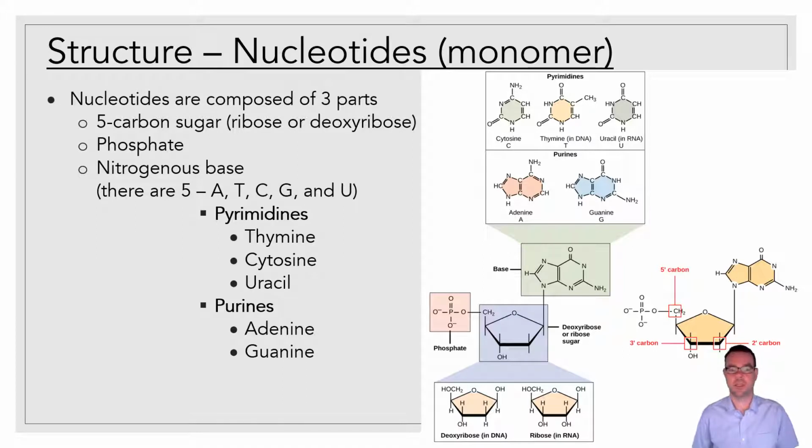So the sugar is a 5-carbon sugar, or pentose sugar, and the two we're worried about are ribose and deoxyribose. The difference being that deoxyribose is actually missing an oxygen atom, and it's in the name, deoxy. There's a phosphate group, and then one of 5 nitrogenous bases. So 4 of those are found in DNA, and then 3 of the DNA ones are found in RNA, along with uracil in place of thymine.